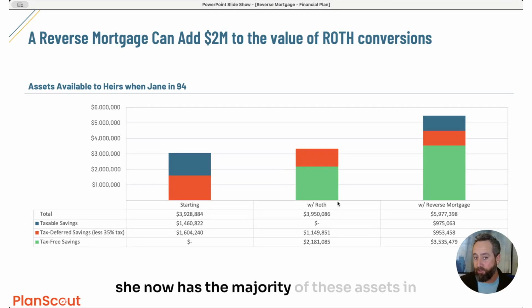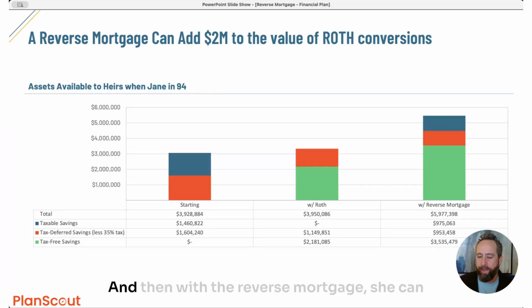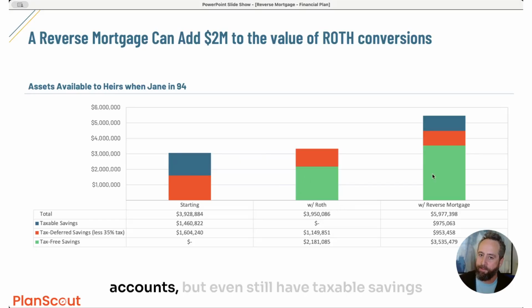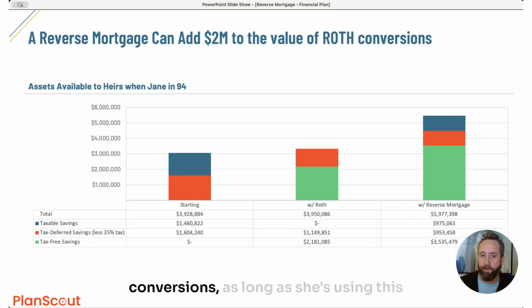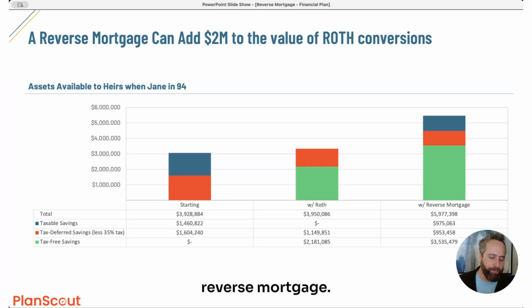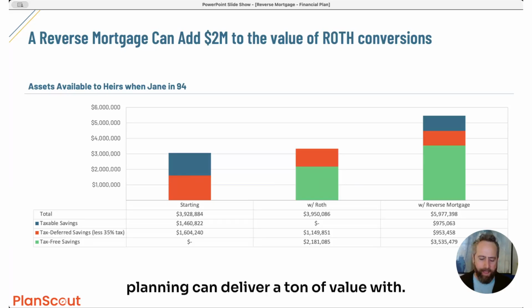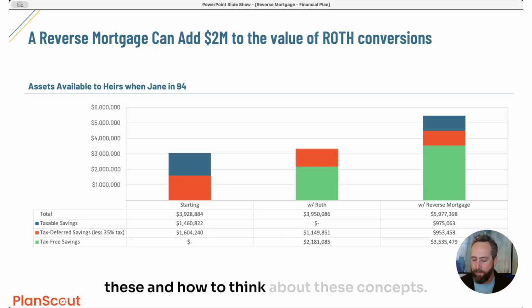She now has the majority of these assets, in this middle column, in a Roth account, in the best tax advantaged account you can get. And then with the reverse mortgage, she can not only turbocharge how much is in the Roth accounts, but even still have taxable savings at the end. And this is where we get this really big $2 million of value added through the Roth conversions, as long as she's using this reverse mortgage. This reverse mortgage isn't for everybody, but here's a really, really unique situation that tax planning can deliver a ton of value with. And as we just walked through, we want to share in a visual way how to explain these and how to think about these concepts.